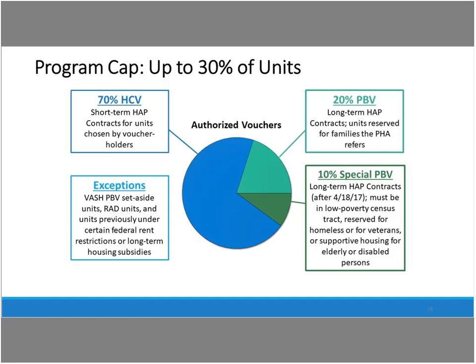The VASH program is an exception. RAD units are an exception. And units that are awarded a project-based voucher which have previously received certain federal housing assistance or public housing assistance. For public housing, it's if the property has received it within the last 5 years. We'll touch on this more throughout the day as well. Those exceptions are removed from your calculation of your cap. They're removed from the numerator and the denominator as you determine how your program is measuring up against these limits.